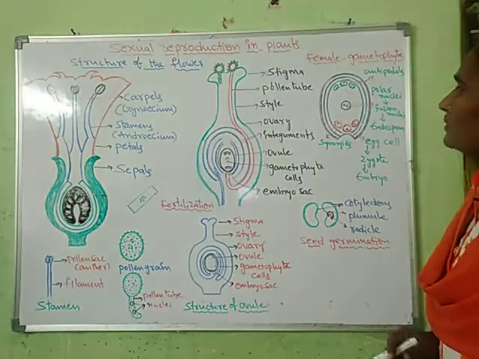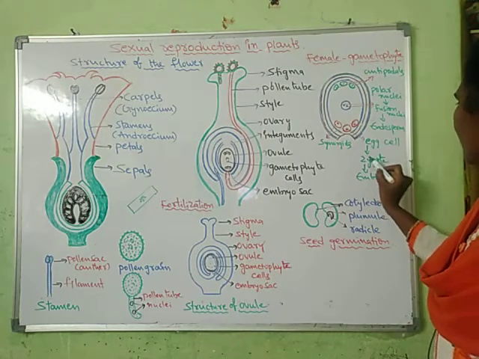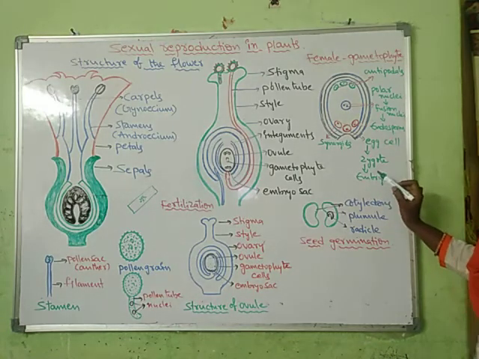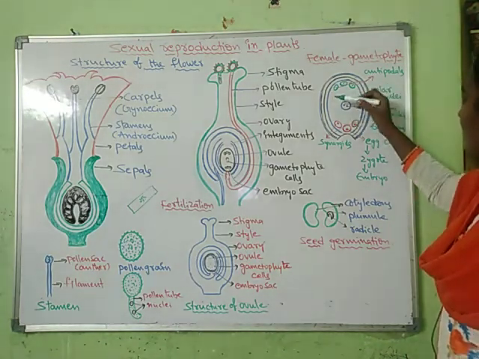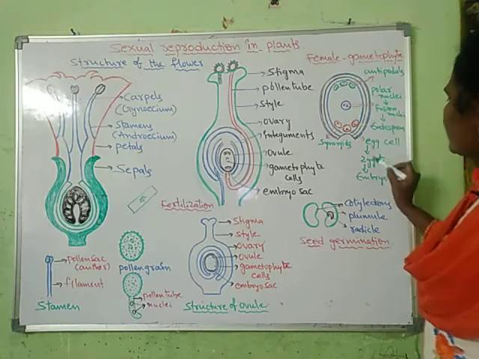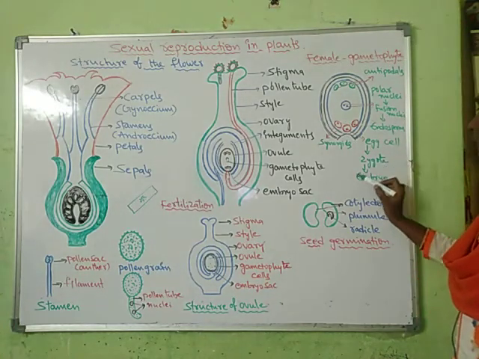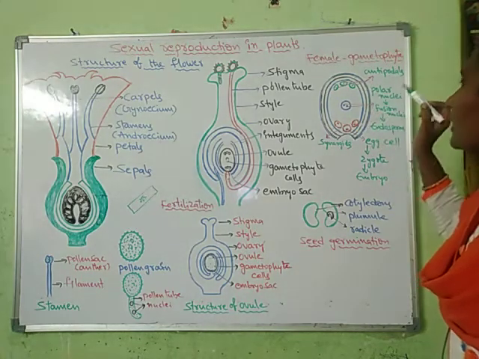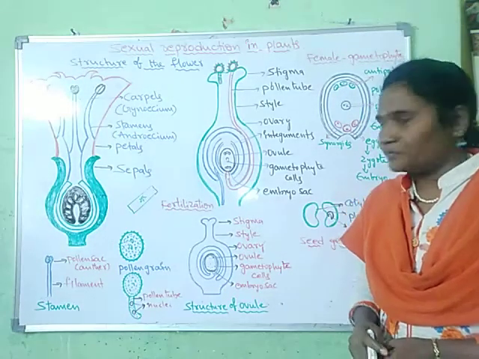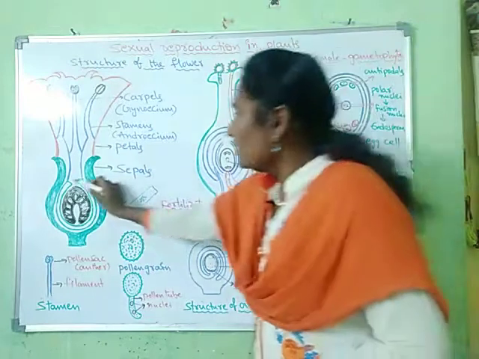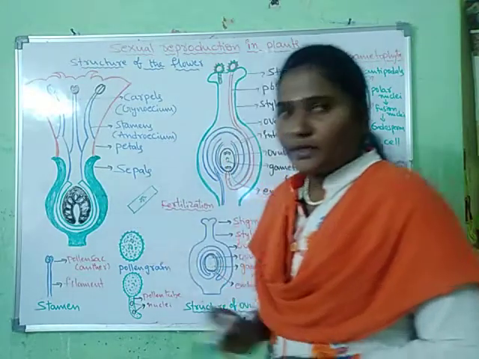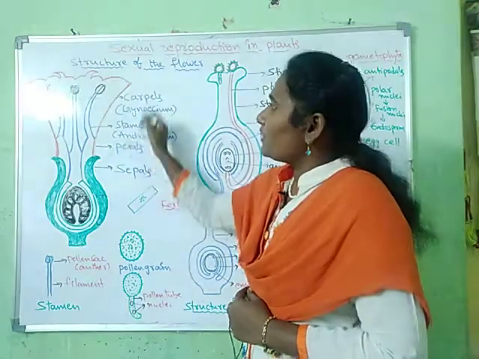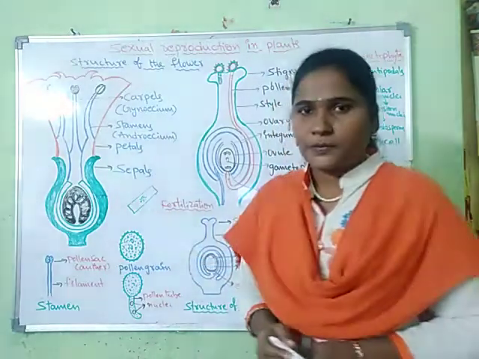So after fertilization, the zygote divides several times to form an embryo, and the ovule develops a tough coat. Generally the ovule converts into a seed, and the ovary grows rapidly and ripens into a fruit. Meanwhile, the other floral parts of the flower may shrivel and fall off.